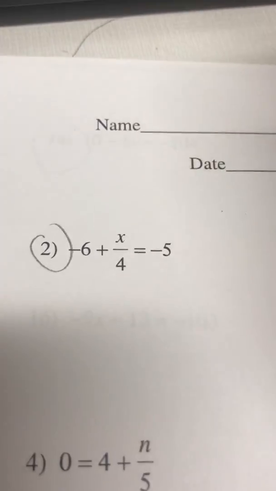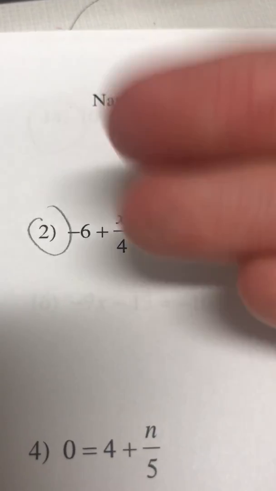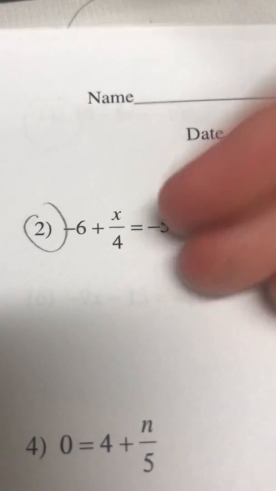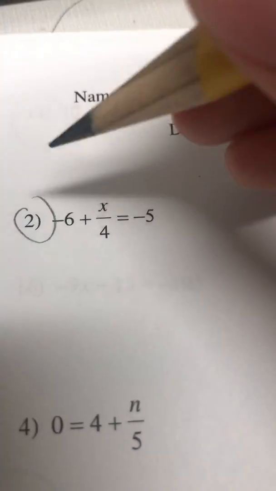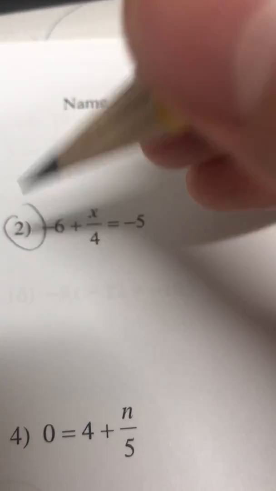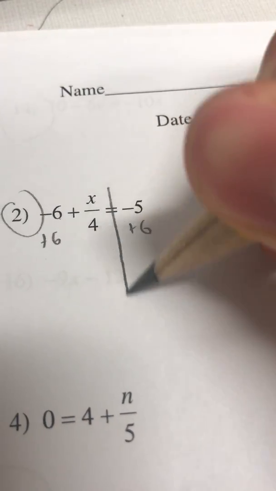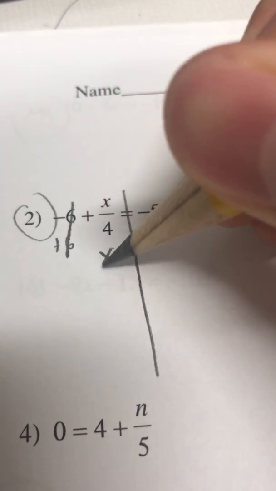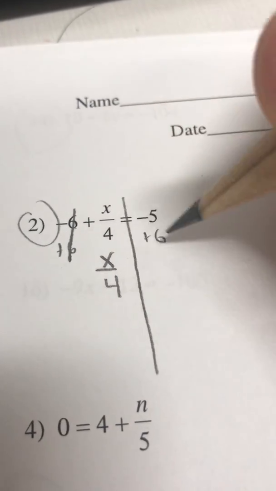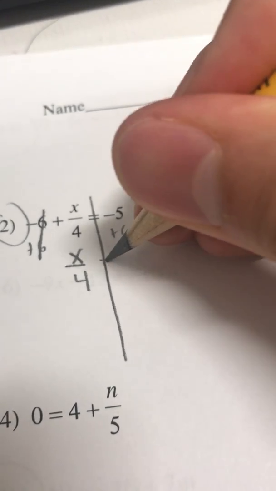Number 2. Again, it looks a little different, but the name of the game is the same. Get the letter by itself. First thing to do always is to eliminate the constant. We have a negative 6 right here. Let's add 6. These 6's cancel out and disappear, and you're left with just the x over 4. On this side, negative 5 plus 6 is positive 1.